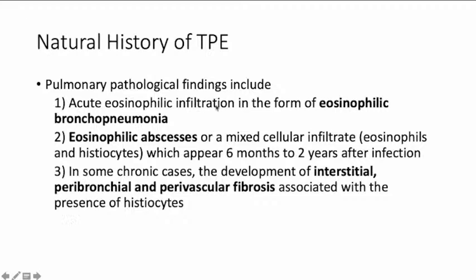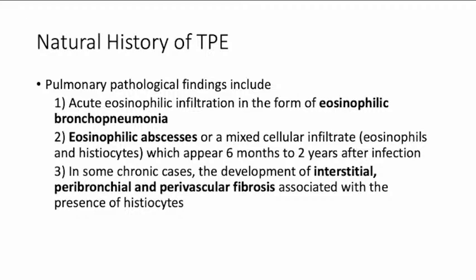So basically what this means is the presence of the trapped microfilariae and the microfilariae antigens stimulates migration of eosinophils, and the lung is infiltrated by a lot of eosinophils, and that's why they get this eosinophilic bronchopneumonia. In some cases, you can have eosinophilic abscesses or collections of infiltrate, or a mixed cellular infiltrate where you have eosinophils and histiocytes, and this appears 6 to 2 years after the infection by the Wuchereria or Brugia infection.